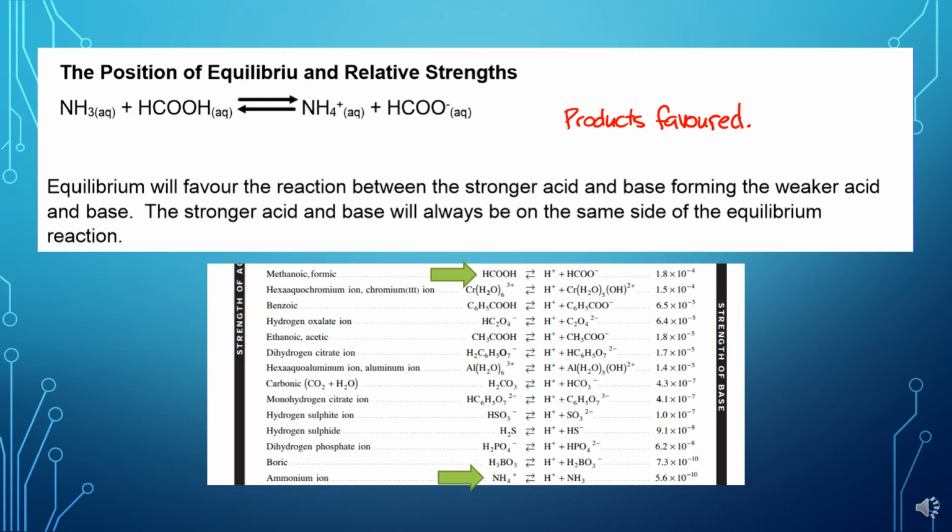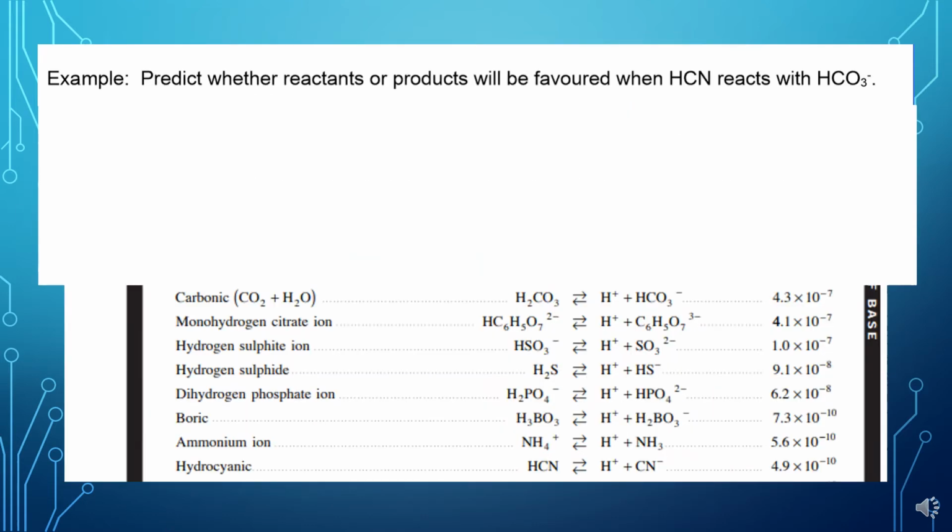So there's the first example. Here's another question. We've got predict whether the reactants or products will be favored when HCN, hydrocyanic acid, reacts with the hydrogen carbonate ion. So this one is a little bit tricky. I have to figure out which one gets to act as the acid, and I have to predict my products. Now with this one, it is a little bit trickier because both of these can act like an acid. However, only one of them can act as a base.